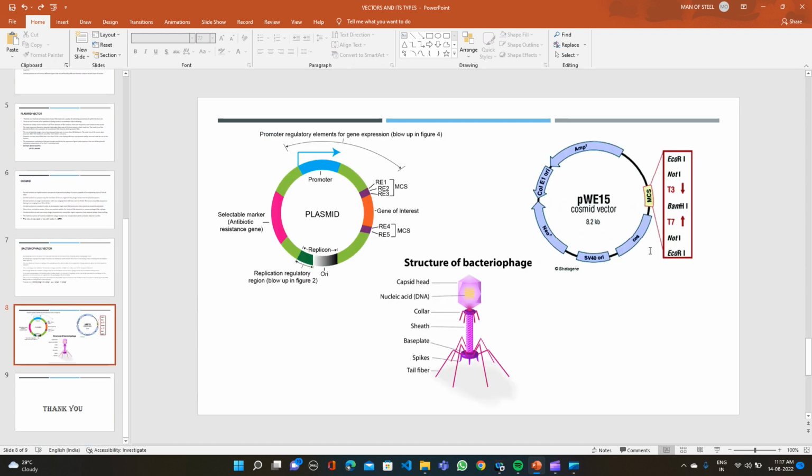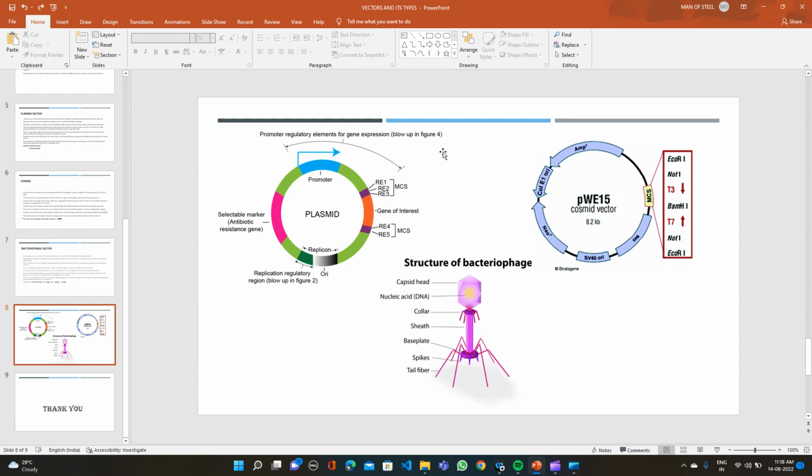And this is the structure of each vector. Here in the plasmid, this is the gene of interest, the MCS region, the ori region, and the selectable marker, meaning marker site. In a plasmid, ampicillin or tetracycline resistance will be the most commonly seen marker. So this is the plasmid.